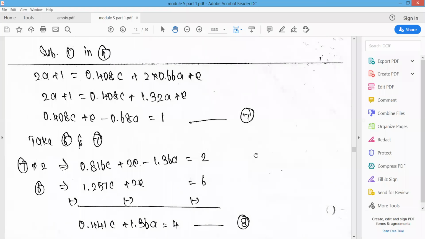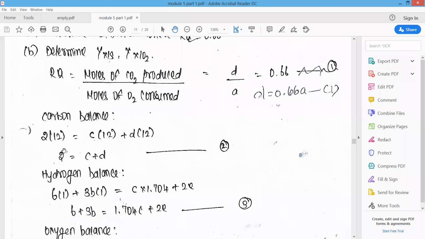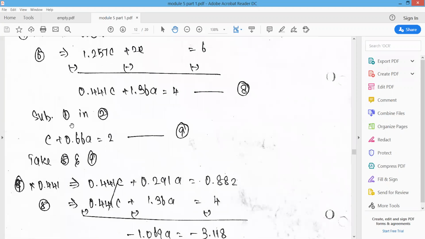Now again what we are doing is substituting equation 1 in 2. Just go through the steps. So substituting equation 1 in 2, you will get C plus 0.66A is equal to 2. Okay, C plus 0.66A is equal to 2. Now you will take this 8th equation and 9th equation.